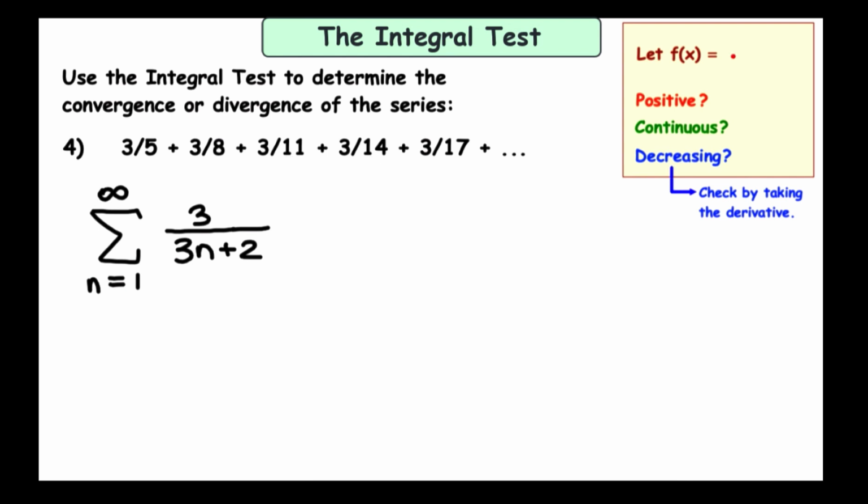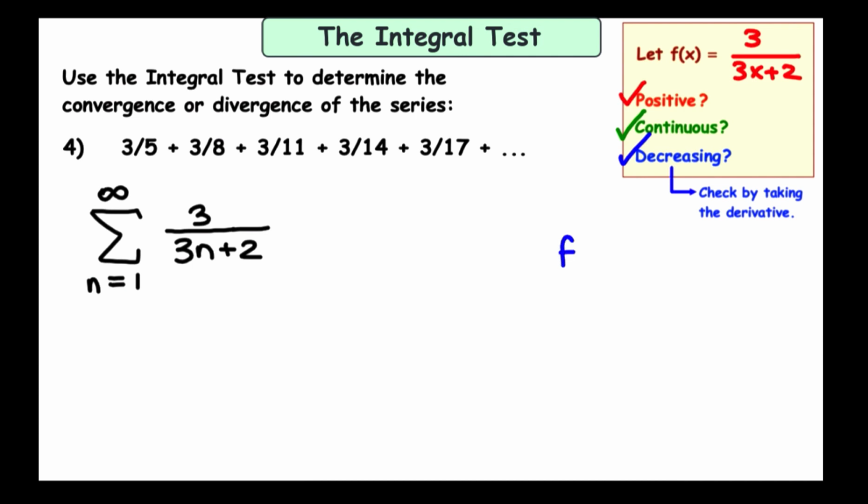All right, so f of x is going to turn into 3 over 3x plus 2. Before I write the integral, is this staying positive? Yes. Is it continuous? Well, there is one place that it's got some discontinuity. It's at -2/3. But again, since I'm starting at 1, I don't have to worry about that. Is it decreasing? Yeah, it is. It totally is. Do I have to do the derivative? Yeah, we do. Okay, great.